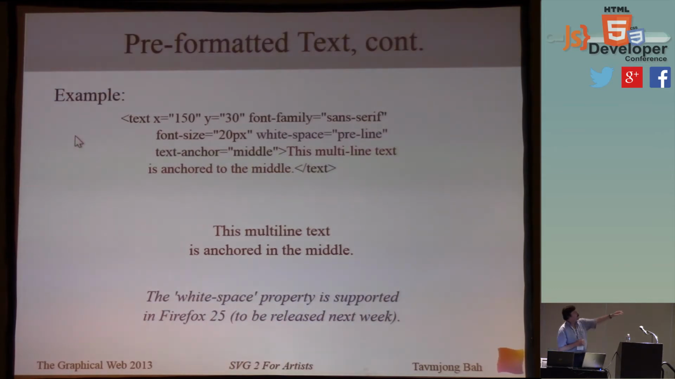So you can see a line break in the code. The text, this multi-line text, is anchored in the middle, and you can see how it's rendered at the bottom, in the middle. Now, this is not actually working right now, but if I had waited a week, it should work in Firefox 25. It's already in Firefox 25, which comes out next week. I'm not sure it's going to actually do the lining up in the middle right. I haven't checked that.